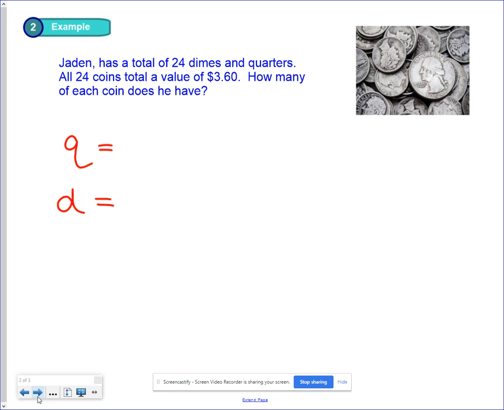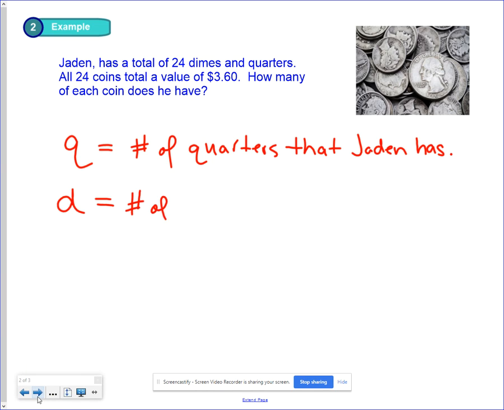Now we're going to define what Q represents. Q represents the number of quarters that Jaden has. This is called defining your variables. We'll let D equal the number of dimes.